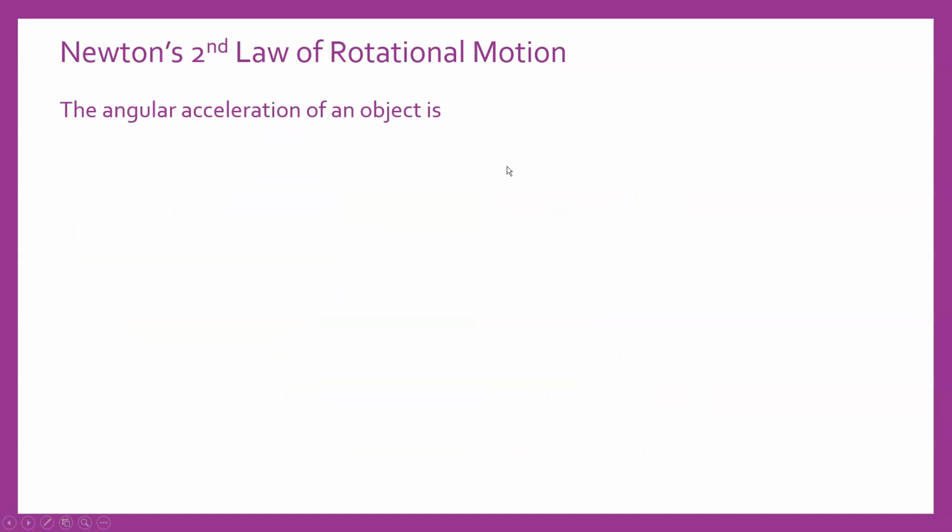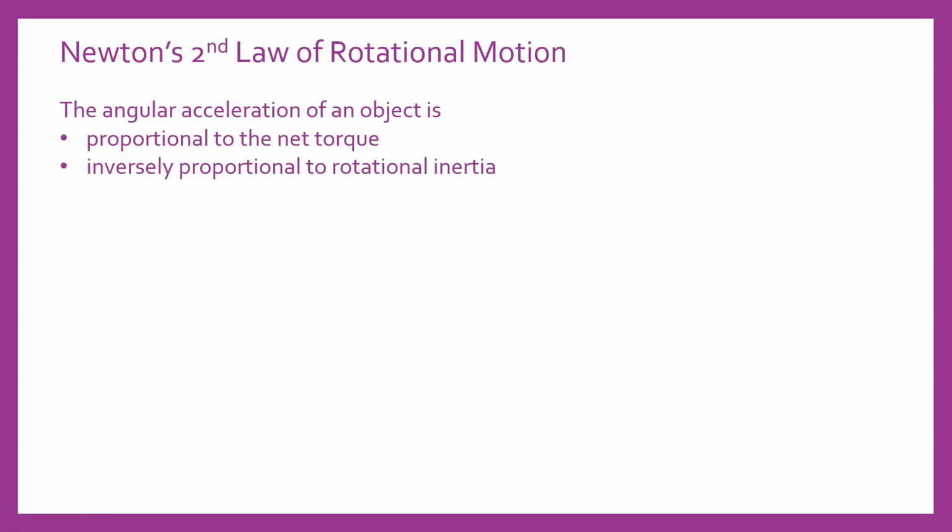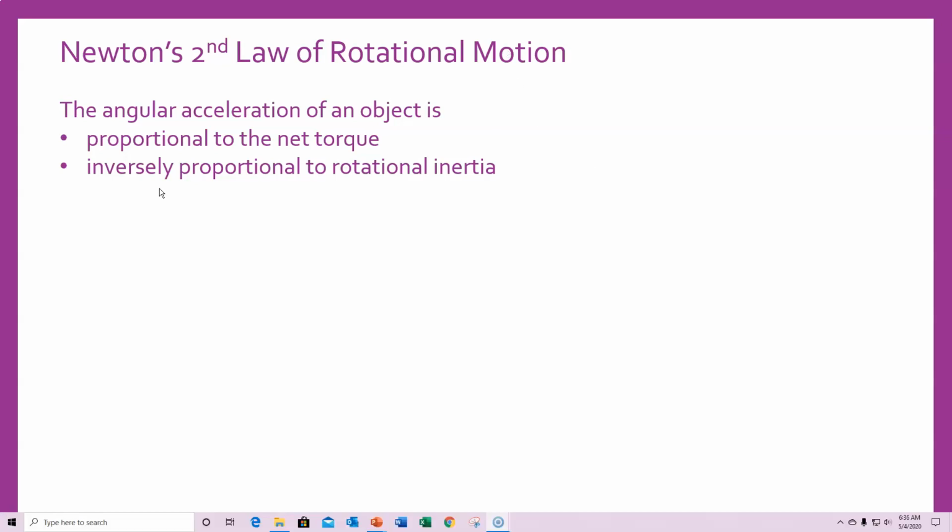Let's take a look at Newton's second law of rotation. The angular acceleration of an object is proportional to the net torque and inversely proportional to the rotational inertia. Notice this is very similar to Newton's second law of translational motion. And let's go ahead and prove this rotational motion law, starting with the translational motion law that we already learned.